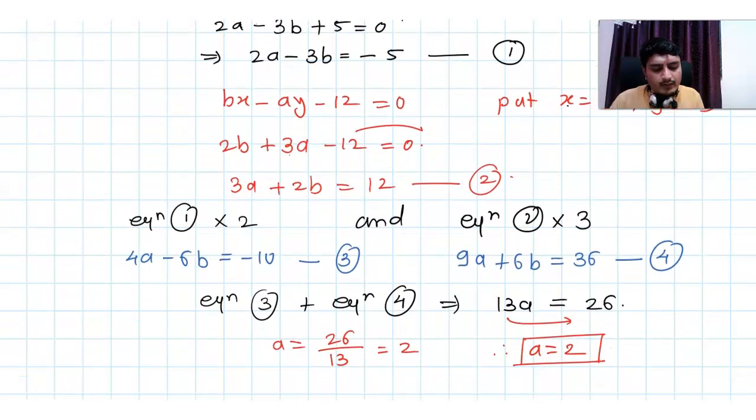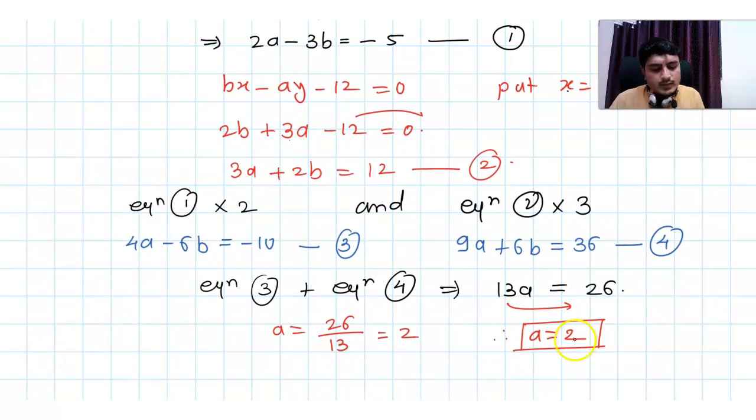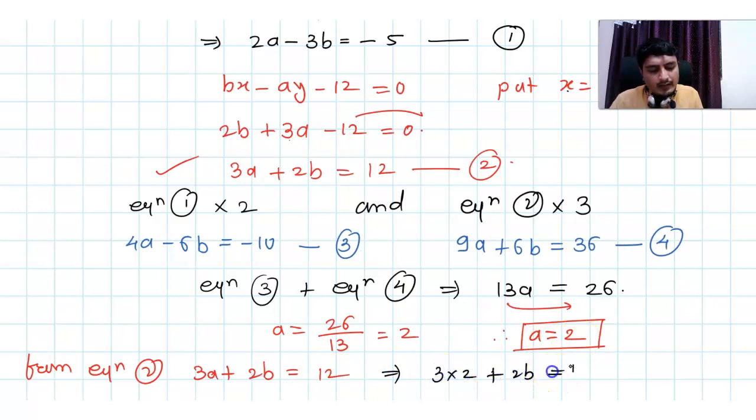Now to evaluate the value of variable b, try to substitute a equals 2 in any one of the equations 1, 2, 3 or 4. I am taking equation 2. So I am writing here from equation 2. Equation 2 is of the form 3a plus 2b equals 12. Try to replace a with 2. So 3 into 2 plus 2b equals 12. 3 2s are 6, plus 2b equals 12.